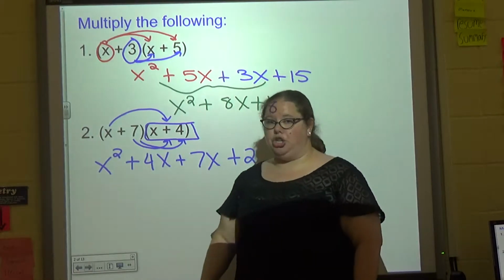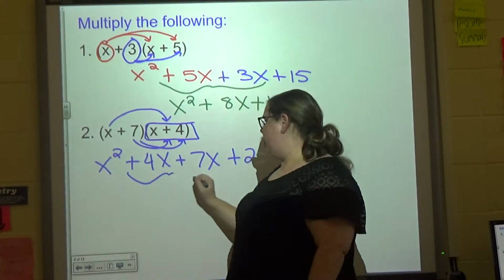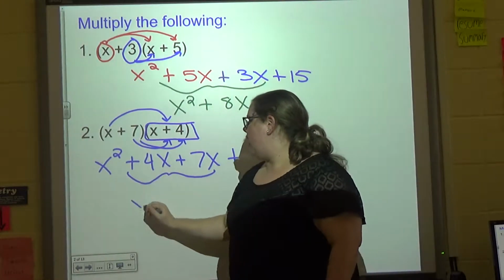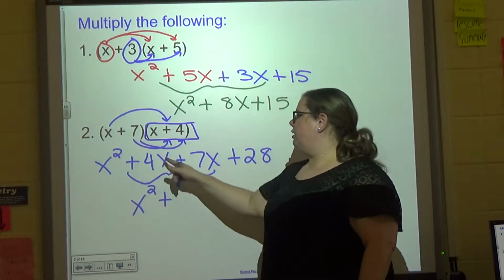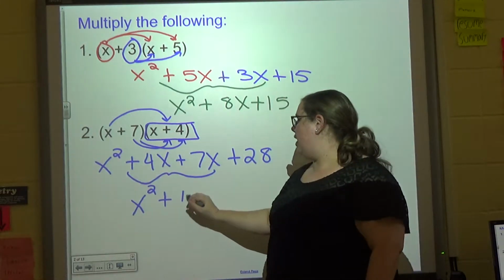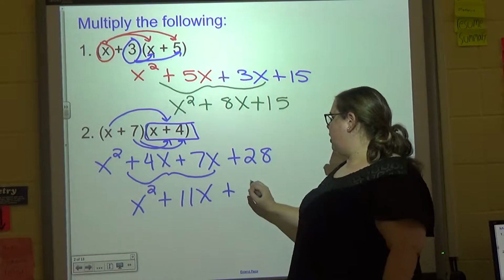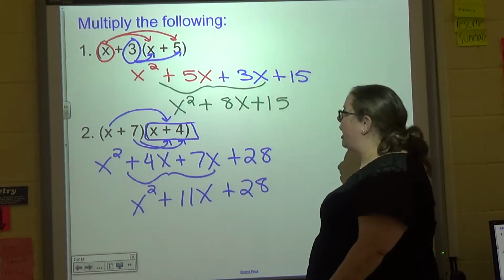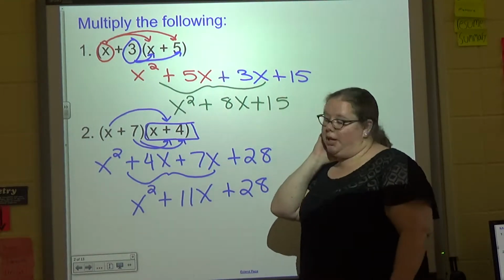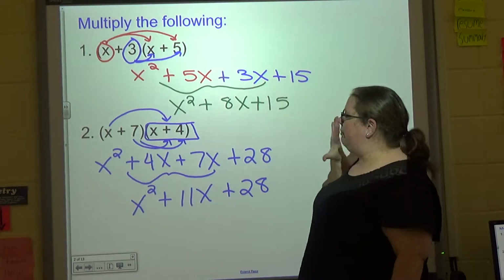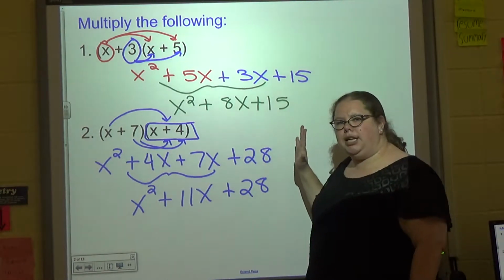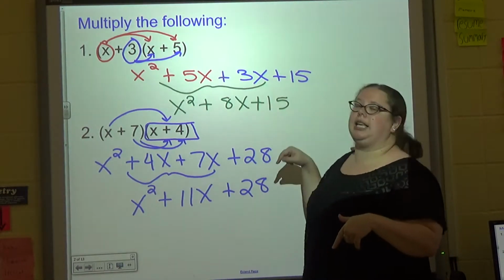So this, again, should be a review. We're going to be using this later on. X squared plus 4x and 7x is 11x plus 28. So that is multiplying those two binomials. So if you didn't write this down, I recommend writing it down because we're going to come back to these examples later.